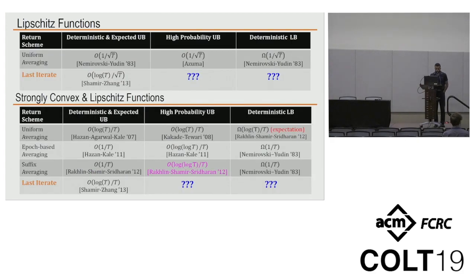And I'd just like to conclude now with a quick discussion of where our work fits into the landscape of other related works. And what I'd like to point out is prior to our work, we see that for all the return schemes that aren't the last iterate return scheme, there were lower bounds that matched the expected upper bound, and there were high probability upper bounds which were at least close to the expected upper bound. And there's a huge gap in knowledge prior to our work with what the lower bound and high probability upper bound for the last iterate were.